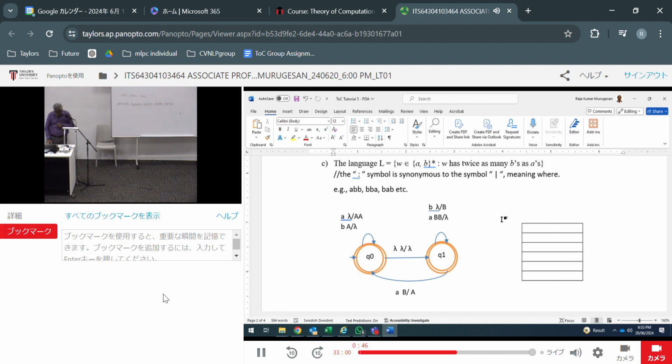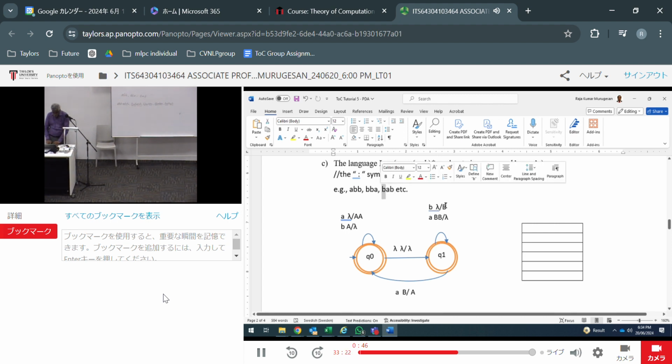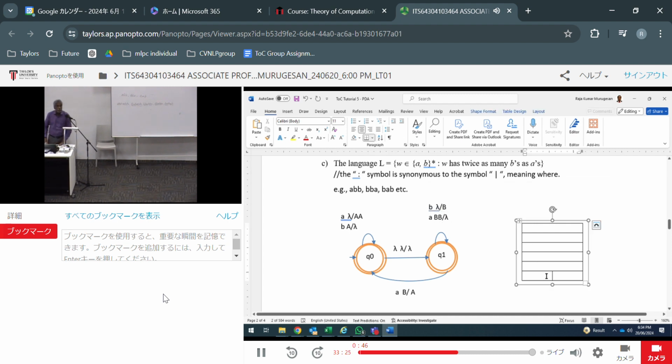For BAB, I'm not using this. I'm going from Q0 to Q1 using the lambda transition. For this first B, I'm using this instruction: B means push B into the stack. Next is A. I cannot use this instruction because it says A means pop 2B, and in the stack I have only one B. So I go from Q1 to Q0 and put an instruction here: if the input is an A, replace the B with A.